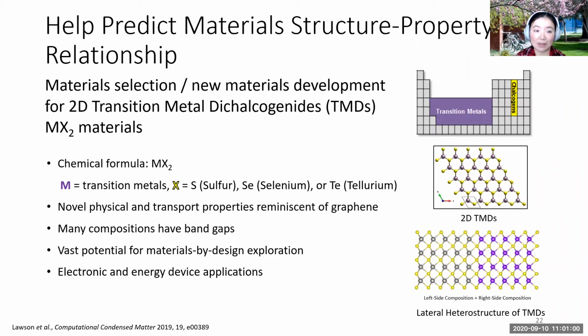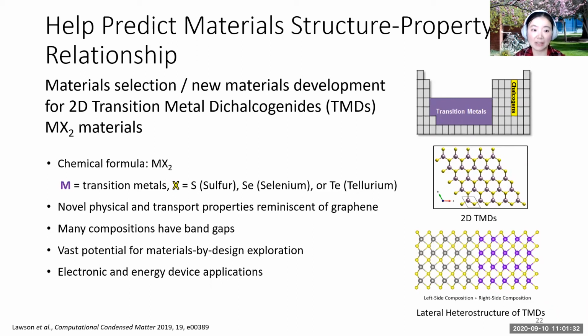The other way is that we can use machine learning to help predict material structure-property relationships. What we expect is that machine learning can help us select materials quickly, and also help us discover some new materials that we haven't yet used computational modeling or experiments to synthesize.